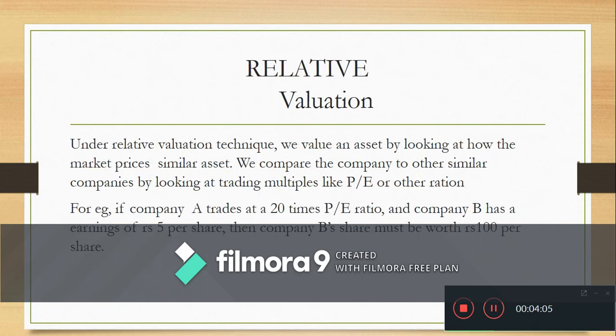Relative valuation. Under the relative valuation technique, we value an asset by looking at how the market prices similar assets. We compare the company to other similar companies by looking at trading multiples like PE or other ratios such as EBITDA. For example, if company A trades at 20 times PE ratio and company B has an earning of rupees 5 per share, then company B's share must be worth rupees 100 per share. That is 20 into rupees 5. EBITDA is the other such ratio which is used most commonly.